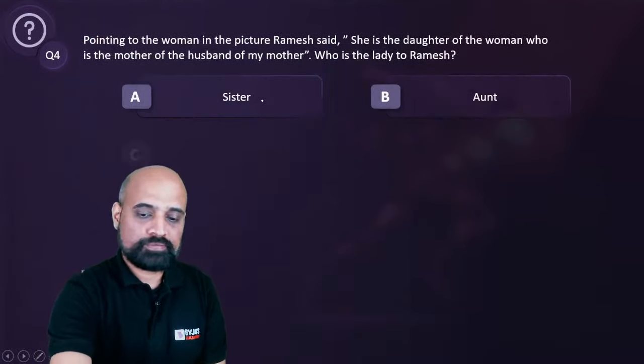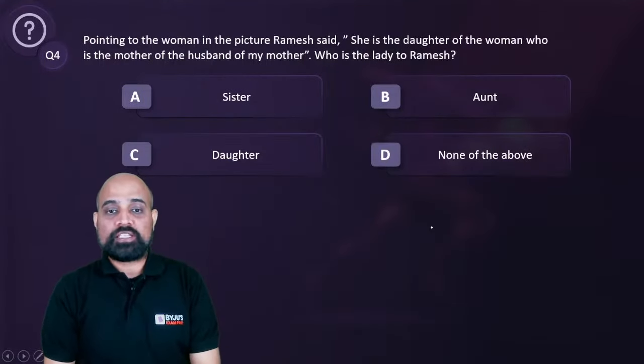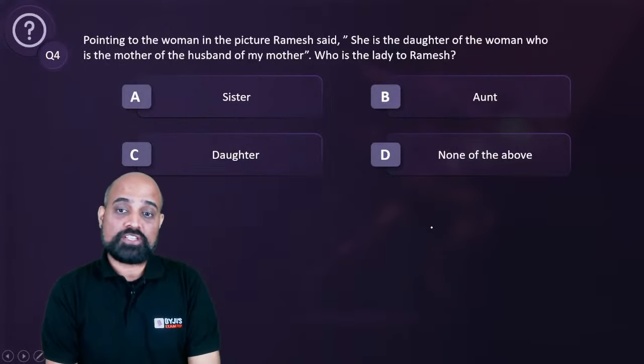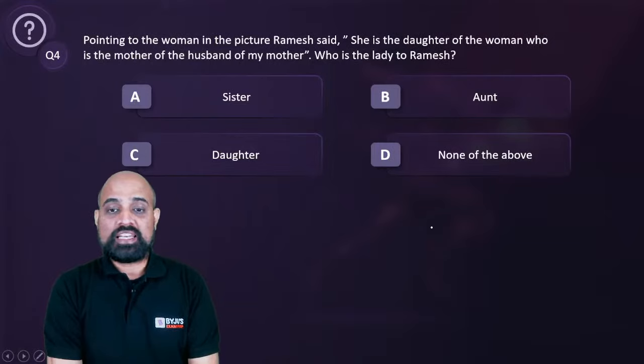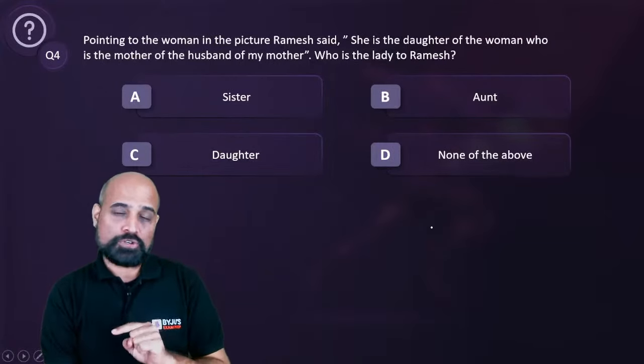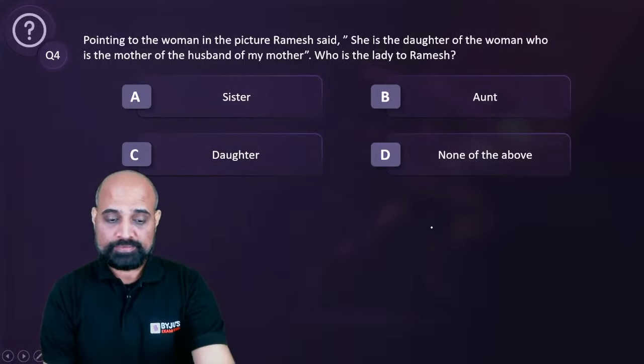Next question. Pointing to a woman in the picture, Ramesh said, so this is a blood relations question, right? She is the daughter of the woman who is the mother of the husband of my mother. Who is the lady to Ramesh? As in, Ramesh is going to call this lady by which relationship?